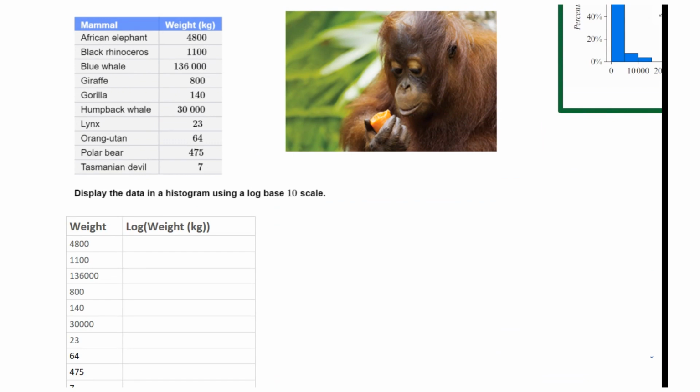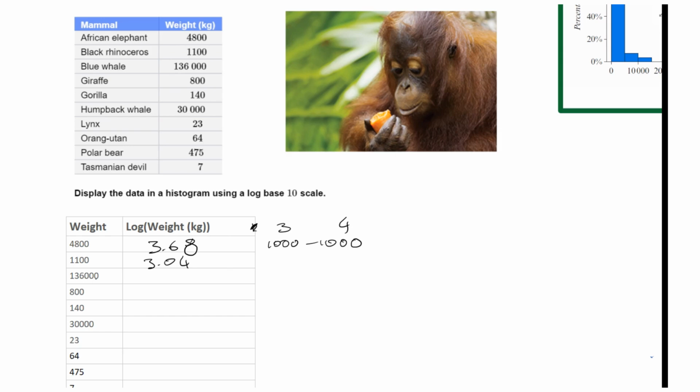Okay, so if I log 4,800, that will give me 3.68. If I do 1,100, that's going to be 3.04. Because remember, this is between 100, no, it's between 1,000, sorry, and 10,000. Which, if you log, is between 3 and 4. Okay, so that's why those numbers are there.